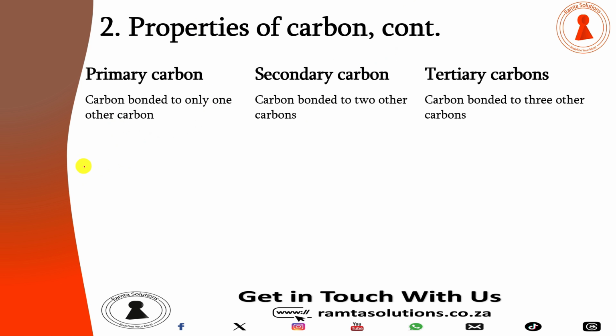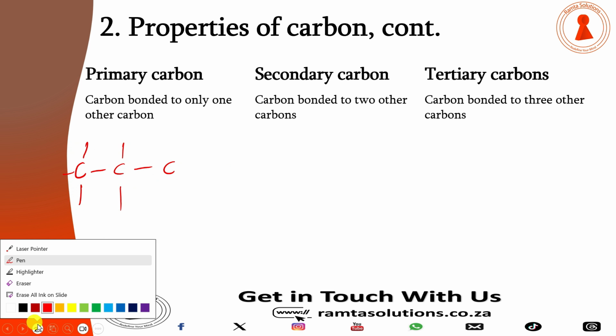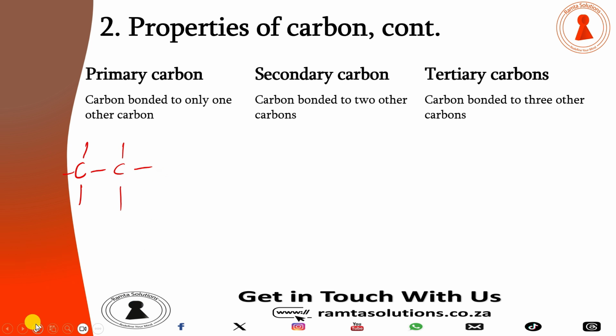For example, let's look at this molecule here. Maybe let me erase this one. Okay. So this molecule that I just drew here, we call it ethane. Each and every carbon here is a primary carbon. It is bonded to only one carbon. If you look at this carbon, it is only bonded to one carbon. Even this one is bonded to only one carbon.